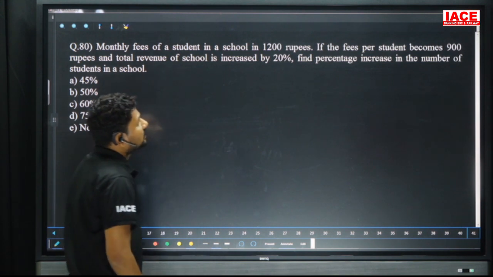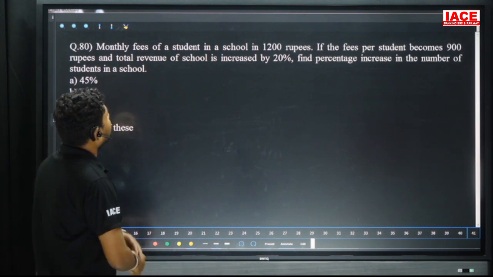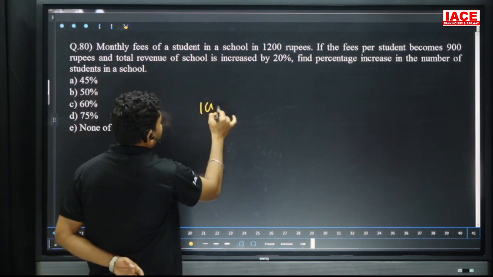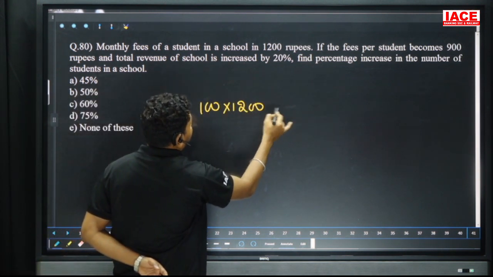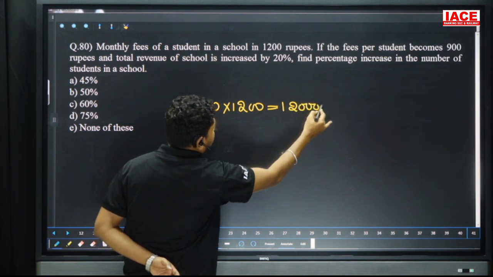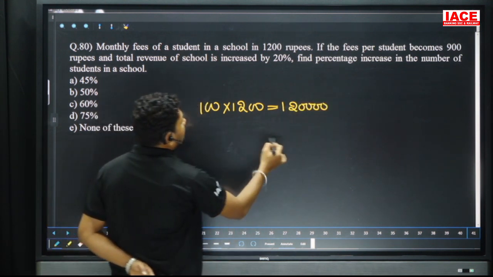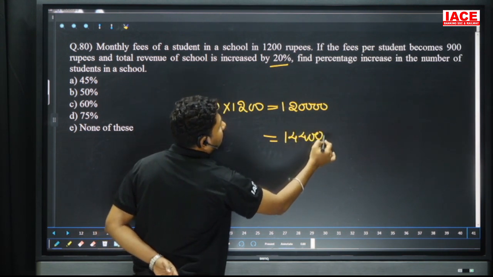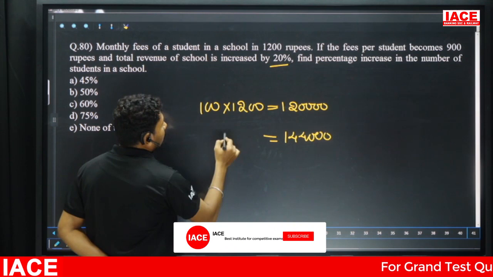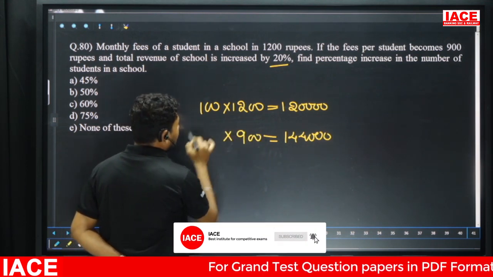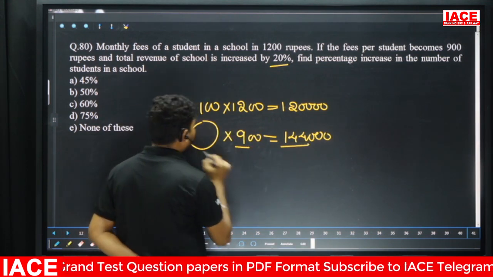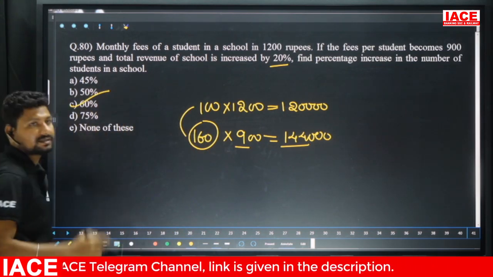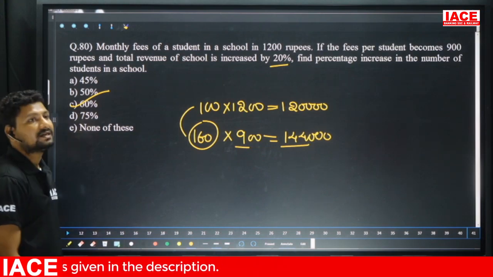Next, the monthly fee of a student in a school is 1200 rupees. If the fee per student becomes 900 rupees and the total revenue of the school increases by 20%, find the percentage increase in students. Take 100 students, 1200 times 100 is 1,20,000. It is increased by 20%, that means 1,44,000. Now the fee is 900 only, so how many students are there? 900 becoming 1,44,000 means how many students? 160. 100 became 160, so by what percentage did the students increase? 60% is the increase.